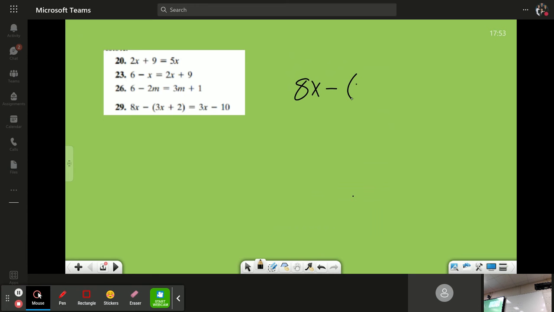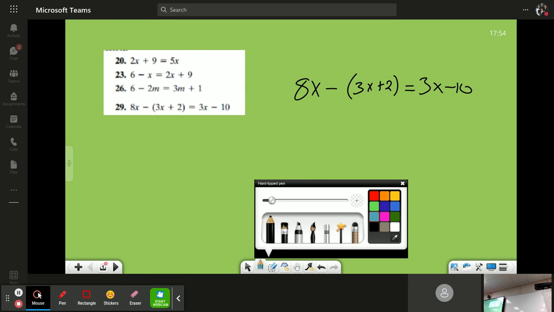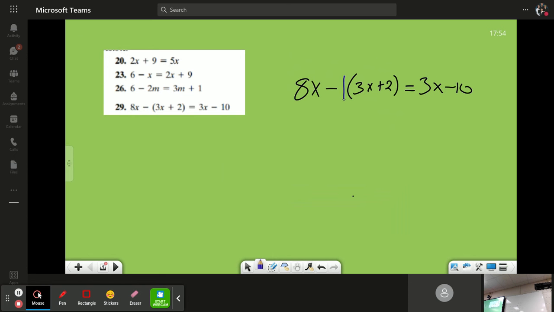8x minus the sum of 3x and 2 is equal to 3x minus 10. What number is up there that we've got to know but will never be written? Right here I have a 1, right? So I have to distribute. I have those parentheses, and this time I have to distribute that negative 1. So I wink and a smile, hit everything in that parentheses, yes?